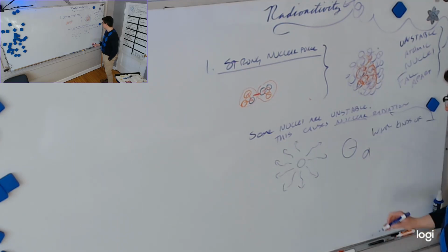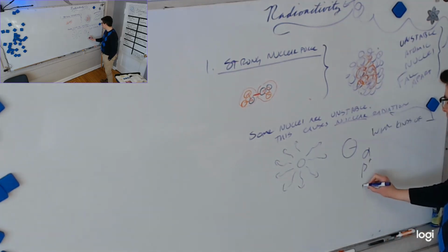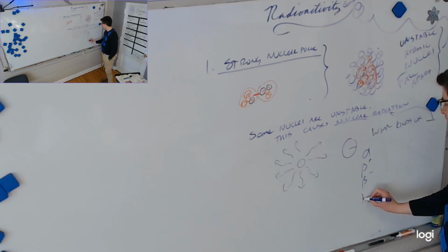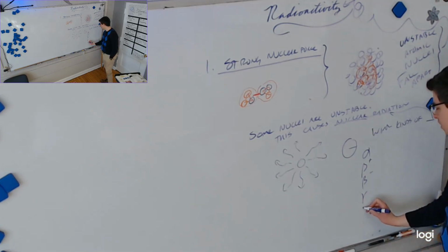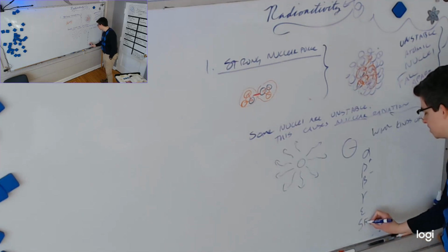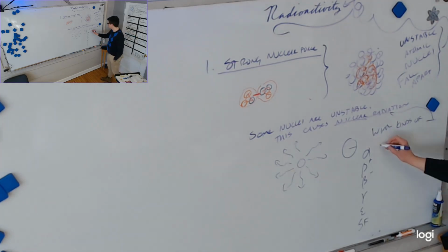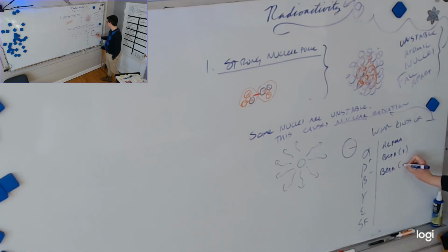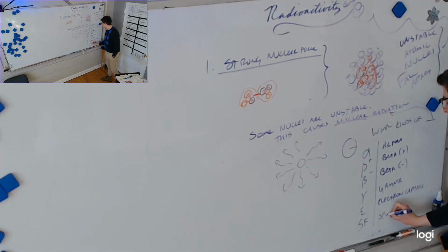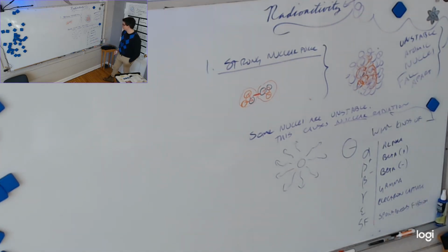There are alpha, beta plus, beta minus, gamma, electron capture, spontaneous fission. Is that 6? Yeah, that's already 6. Good job. These are their symbols. I'm going to name them next to them. Alpha, beta plus, beta minus, gamma, electron capture, and spontaneous fission.